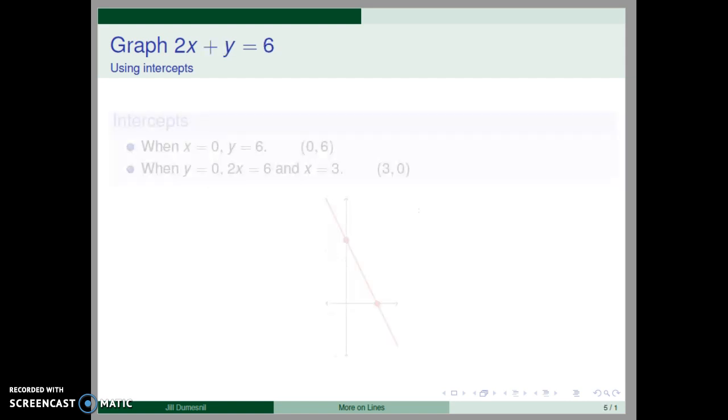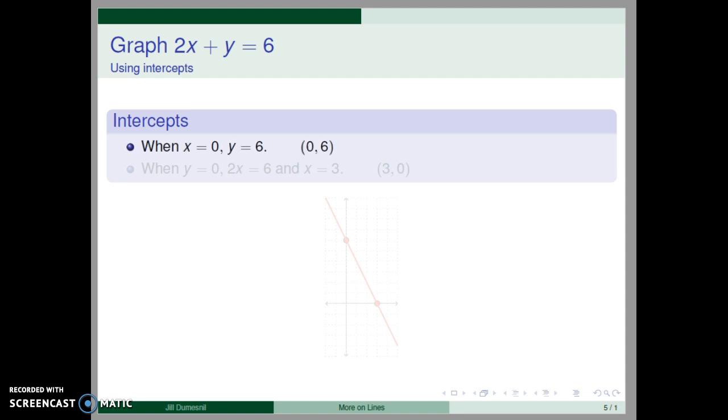Let's work one more example. Graph 2x plus y equals 6 using intercepts. We will first find the intercepts and then graph them. When x is 0, y is 6. This gives the point (0, 6).